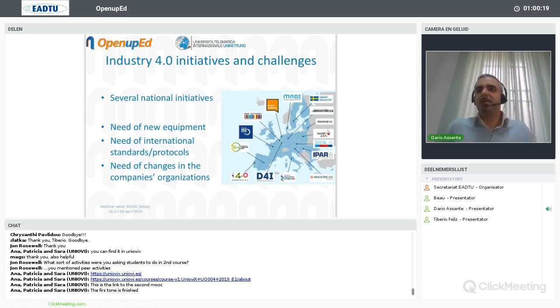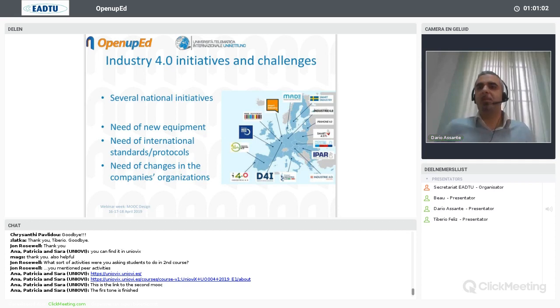At European level, a lot of initiatives have started, mainly at national level. Here in the slides you can see a map, and in almost each European country there is a specific governmental initiative supporting the diffusion of Industry 4.0. All these initiatives mainly support the digital transformation of companies, so mainly facilitate the acquisition of equipment and sometimes also training.